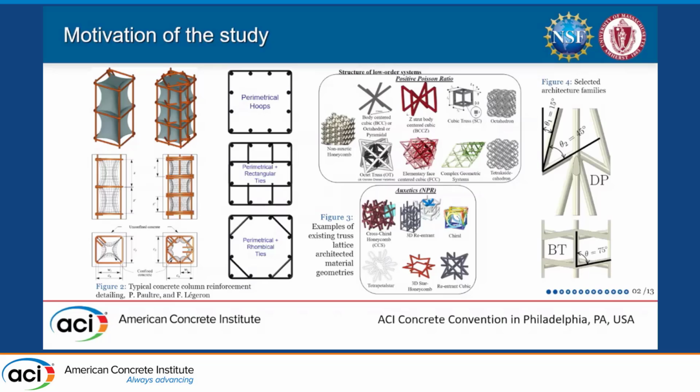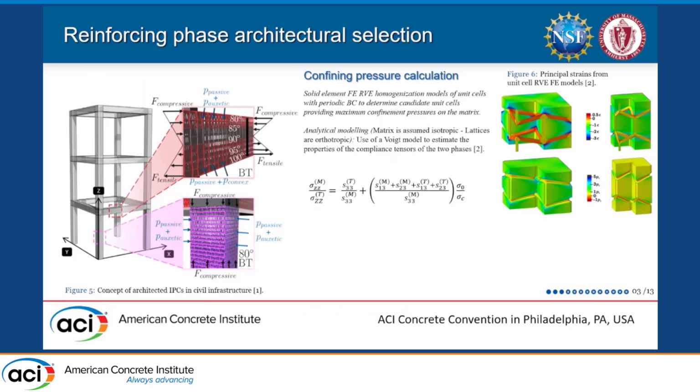So to initiate this study, we selected two architectures from the literature. We have the double pyramid architecture and the bow tie architecture. These were three-dimensional truss lattice architectures from the literature, and we selected these two because of the degree of the openness of their unit cells and the relatively low nodal connectivity that allowed us to manufacture experimental specimens that can effectively be compacted when a cementitious matrix can enter them.